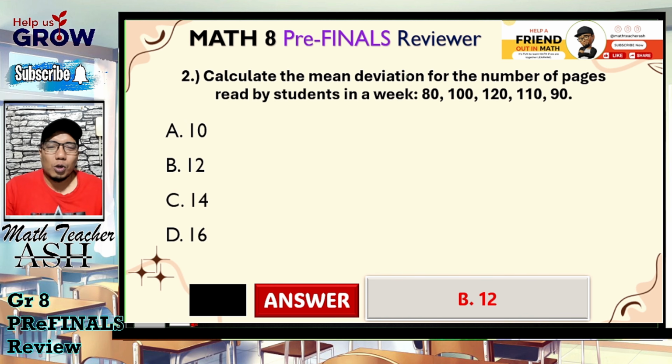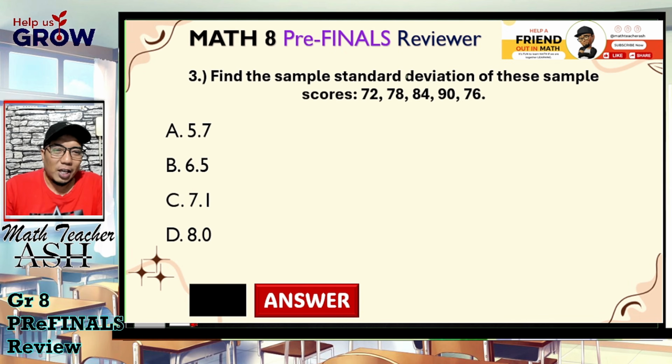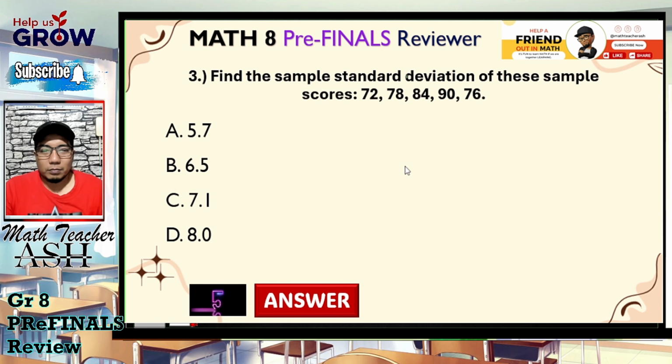So now let us go to question number 3. Find the sample standard deviation of these sample scores: 72, 78, 84, 90, and 76. Is it A, 5.7, B, 6.5, C, 7.1, or D, 8.0? I'll give you 5 seconds to think about your answer.